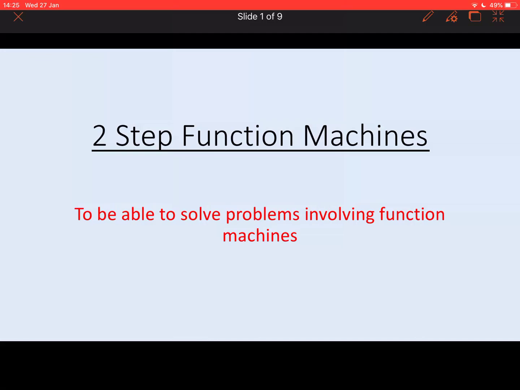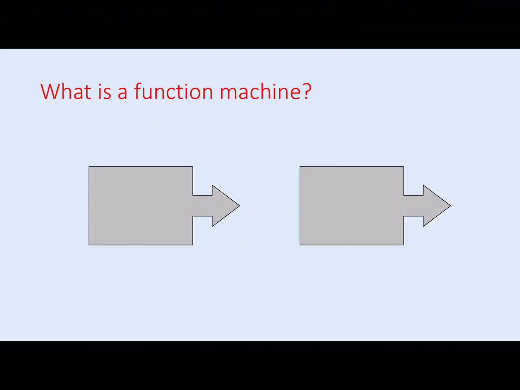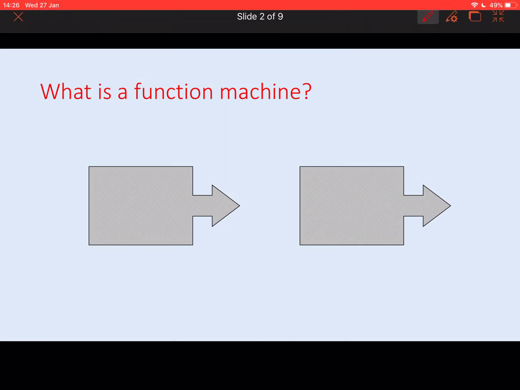So in today's lesson, what we're going to do is two-step function machines. Now, if you haven't watched the video on one-step function machines, I'd recommend you go and watch that video now to make sure that you know what function machines are. So a two-step function machine is just where you have two parts here, two operations.